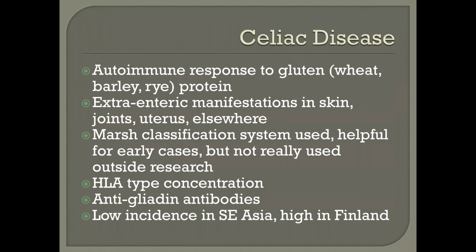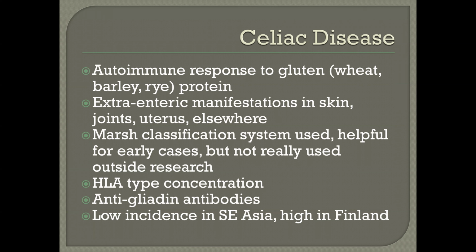Celiac disease we'll touch on here. It's not an infectious disease, but it represents an autoimmune response to gluten, which is present in a variety of grains, grains that are most commonly used in the Northern European and Western diets, less commonly used in East Asian diets. It does have some extraenteric manifestations, skin disease, joints, etc. And there is in the literature the Marsh classification, which we'll briefly cover, but it's not terribly clinically useful in terms of day-to-day practice.